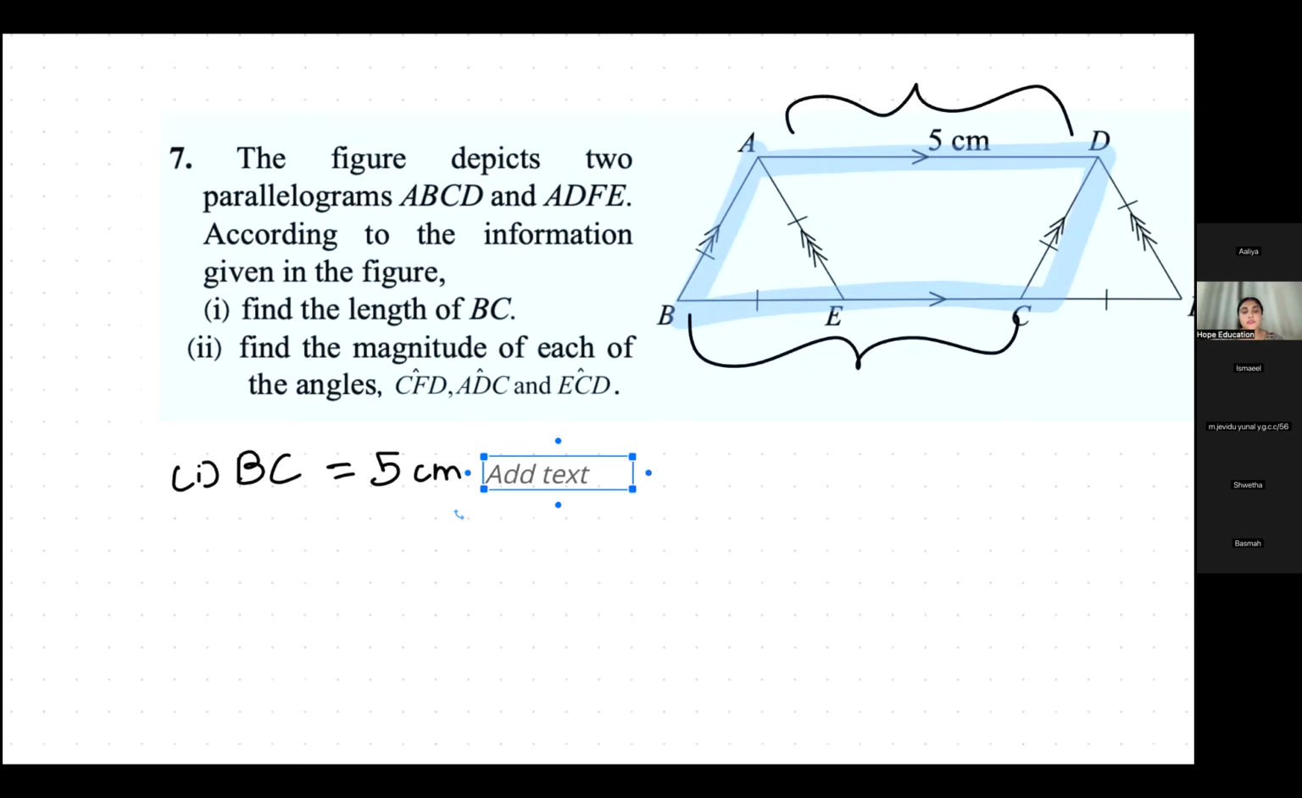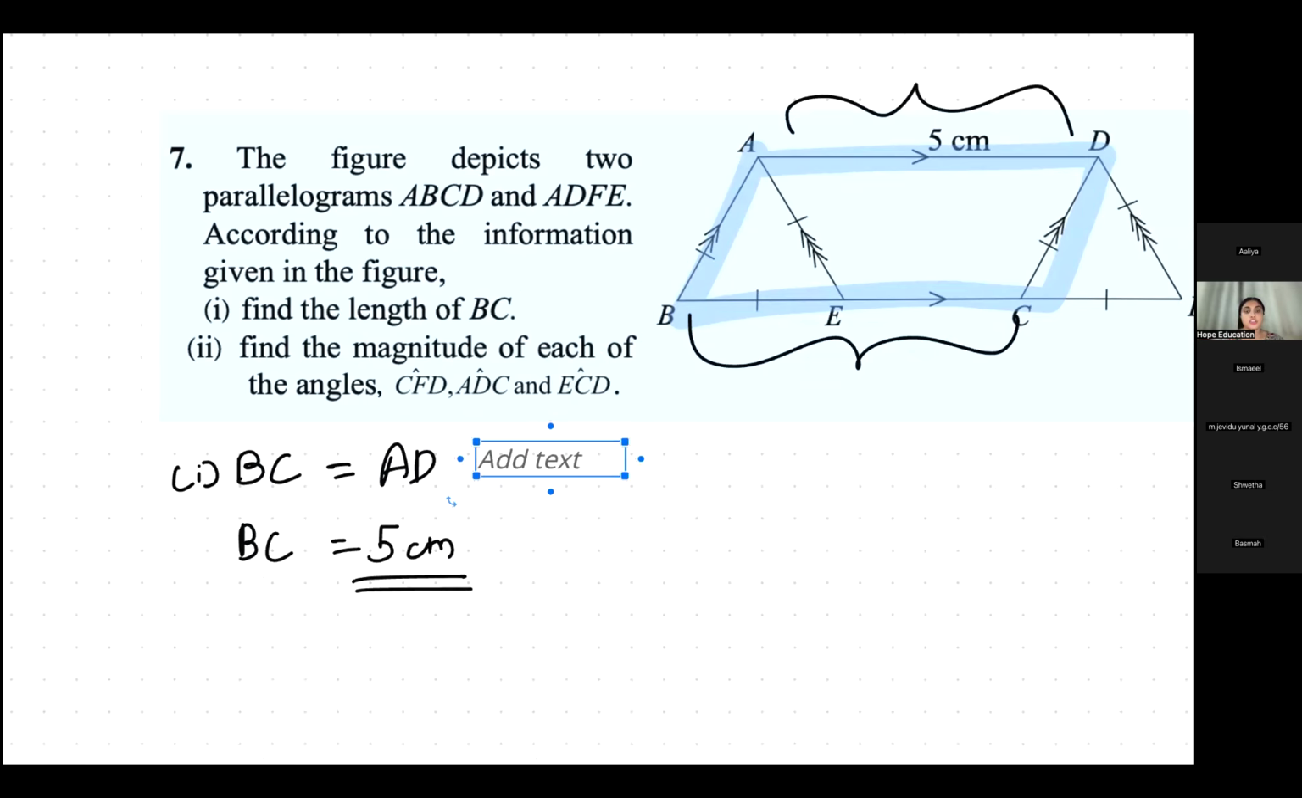Opposite sides of a parallelogram. We'll write like this. First, we'll write BC equals AD. Since BC is equal to AD, BC is 5 centimeters because AD is 5 centimeters. So the reason is opposite sides of a parallelogram.